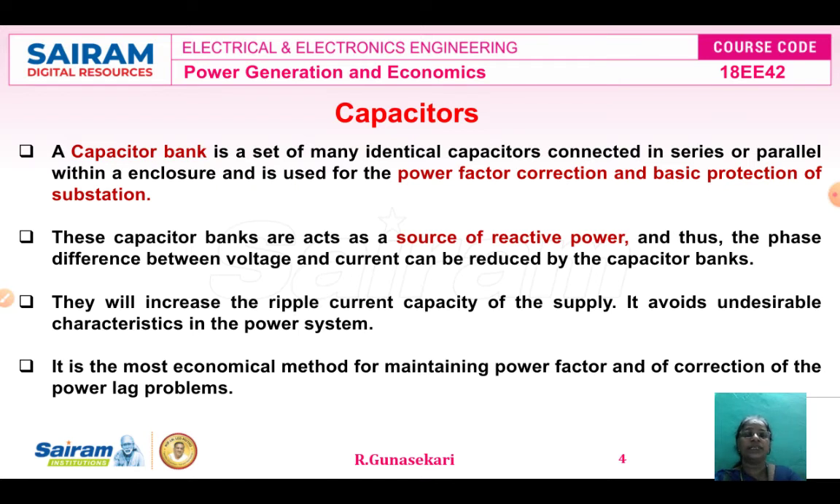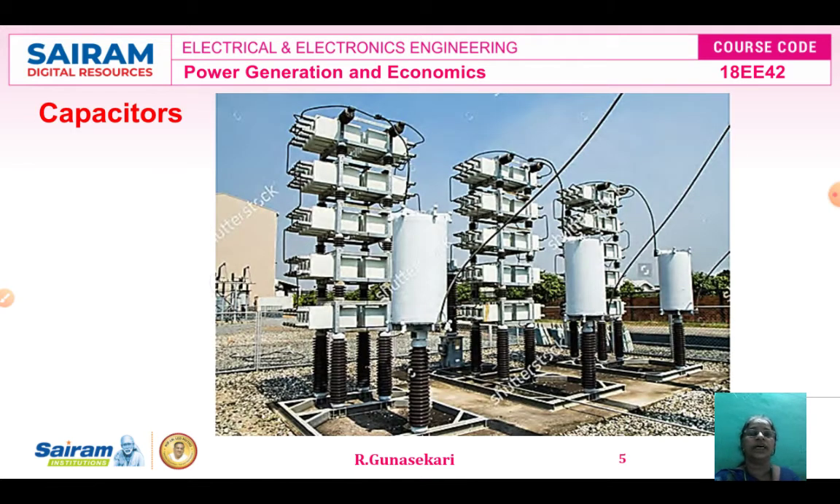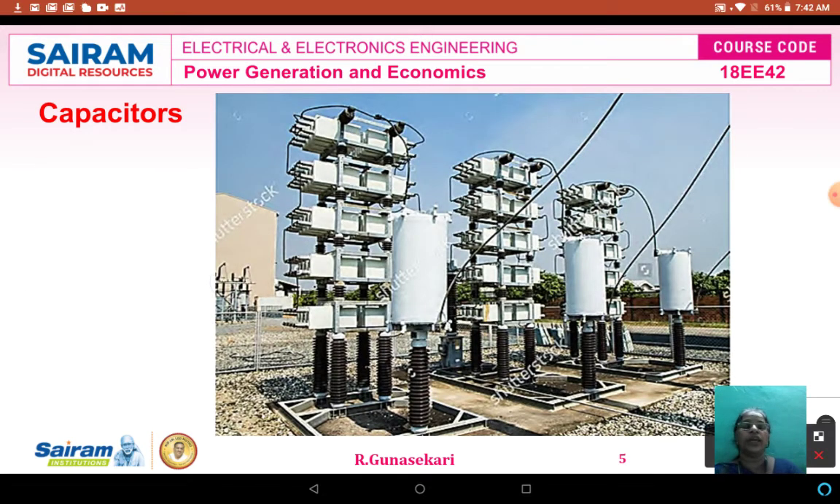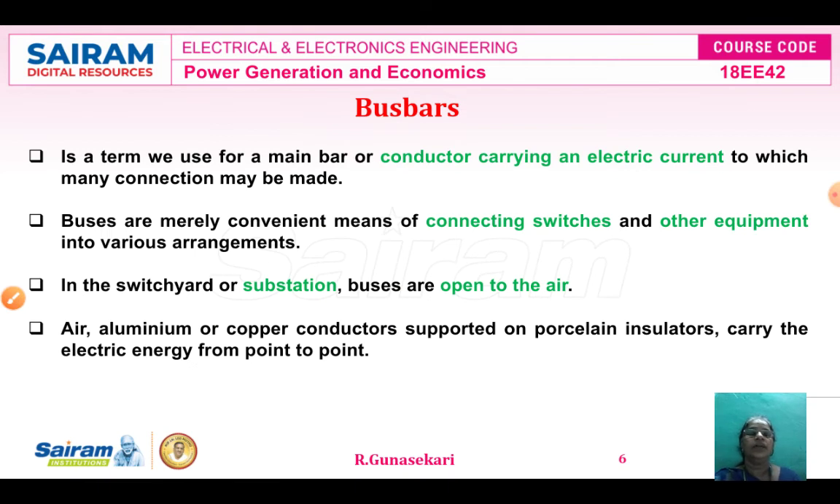Now you see the graphical representation of the capacitor bank. Okay, so the capacitor banks are connected in each phase of the substation equipment. This is the R phase, Y phase and B phase. The next substation equipment is the bus bar.